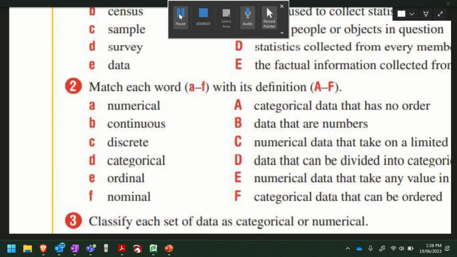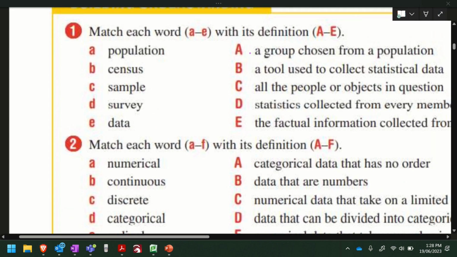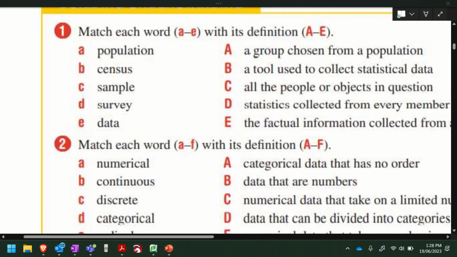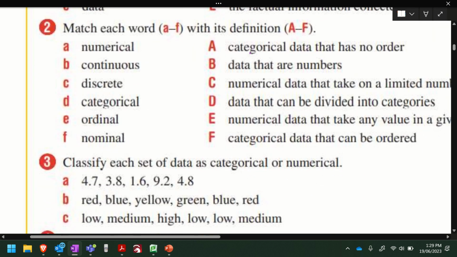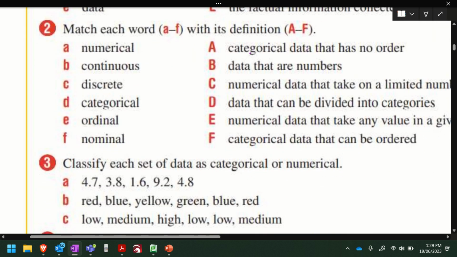Okay. All right. So I asked you guys to skip question 1. If you did it, that's okay. But we didn't really technically talk about some of it, like census or population or survey. We did talk about data though, but we'll leave that. Yeah. So we'll just do question 2. We have to match each of these words to their definitions.